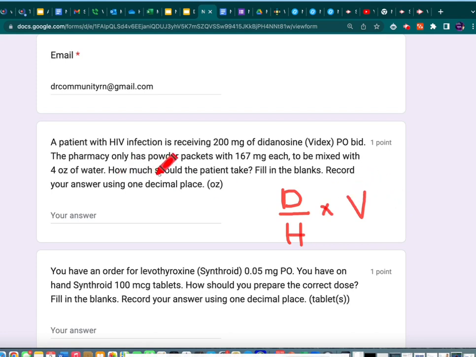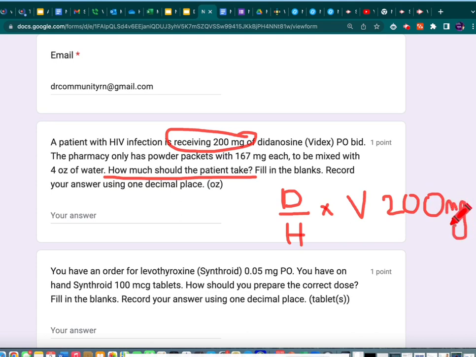Because they're asking how much should the patient take, and that's a question about dosage, okay? So with that, what is our desired dose? Well, how do we know what's desired? Receiving is a good example of the language that indicates what's desired. So we could go to 100 as our desired dose, and that's in milligrams.